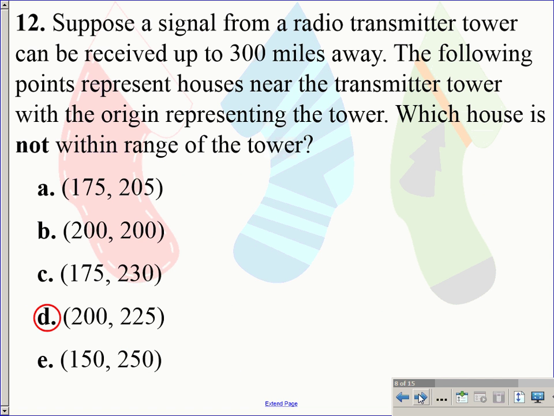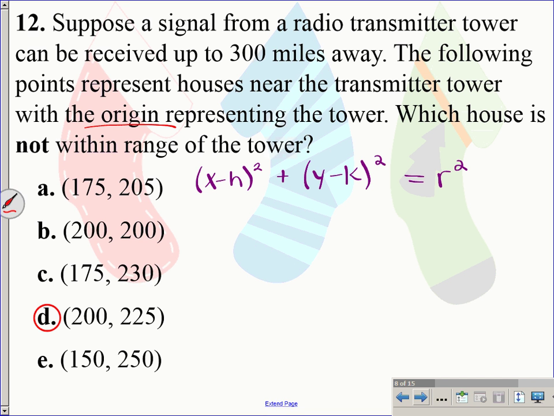On number 12, it says, suppose a signal from a radio transmitter tower can be received up to 300 miles away. The following points represent houses near the transmitter tower, with the origin representing the tower. Which house is not within range of the tower? So remember that a transmitter tower emits a signal in the shape of a circle. So we can use our circle formula, and if you don't remember it, look back at the matching section.